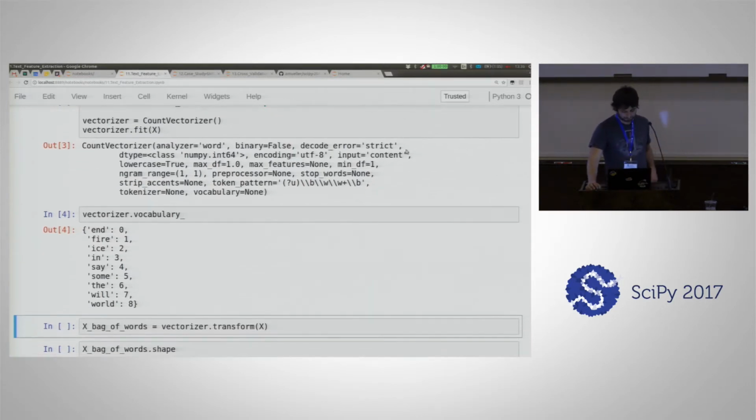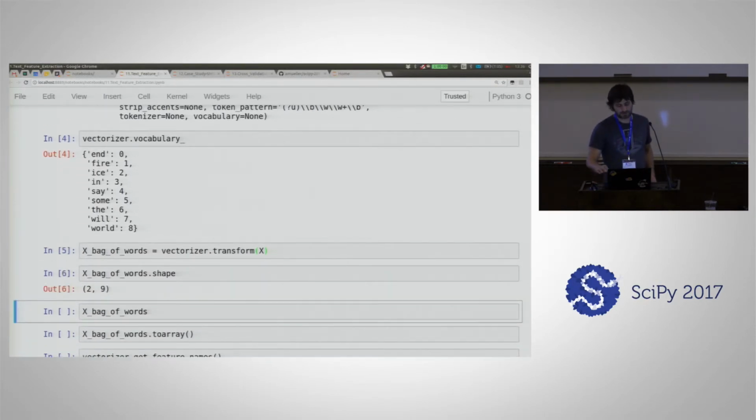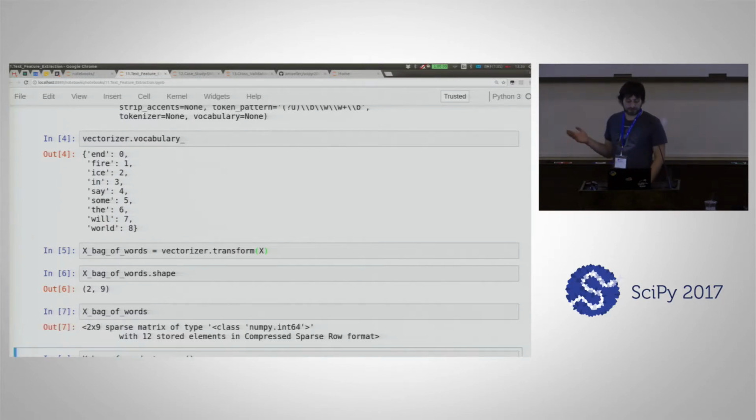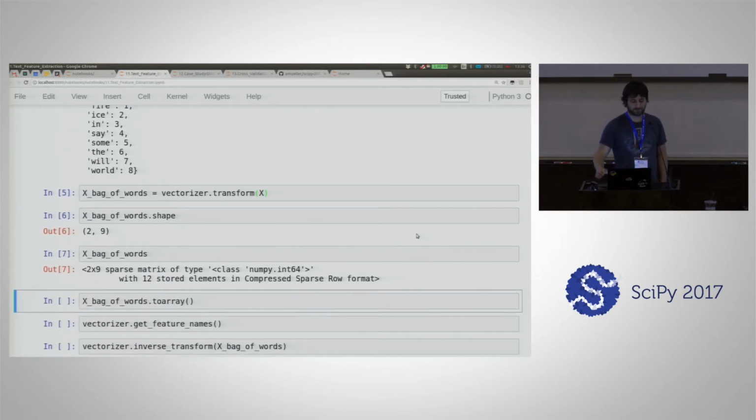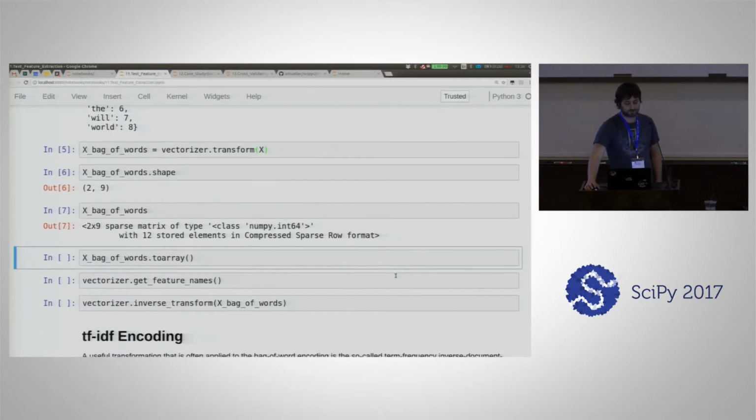They're sorted. And I can use the transform method, which will give the numeric representation, which is a sparse matrix. Again, the rows are samples, so we have 2 rows, and the columns are the different features. Each feature corresponds to the frequency of 1 word. There's 9 words in a dictionary, so X has shape 2 times 9. And there's 12 words in total, and so there's 12 non-zero elements in the sparse matrix.